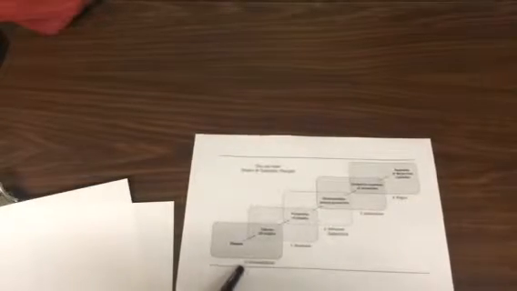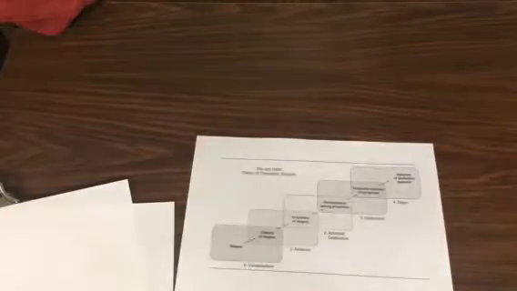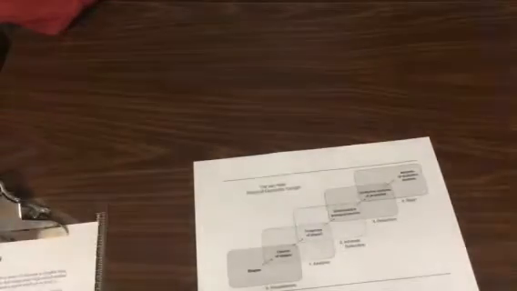A little closer. You'll notice that it has numbers. This is stage 0, stage 1, and stage 2. The properties of the Van Hiele model.